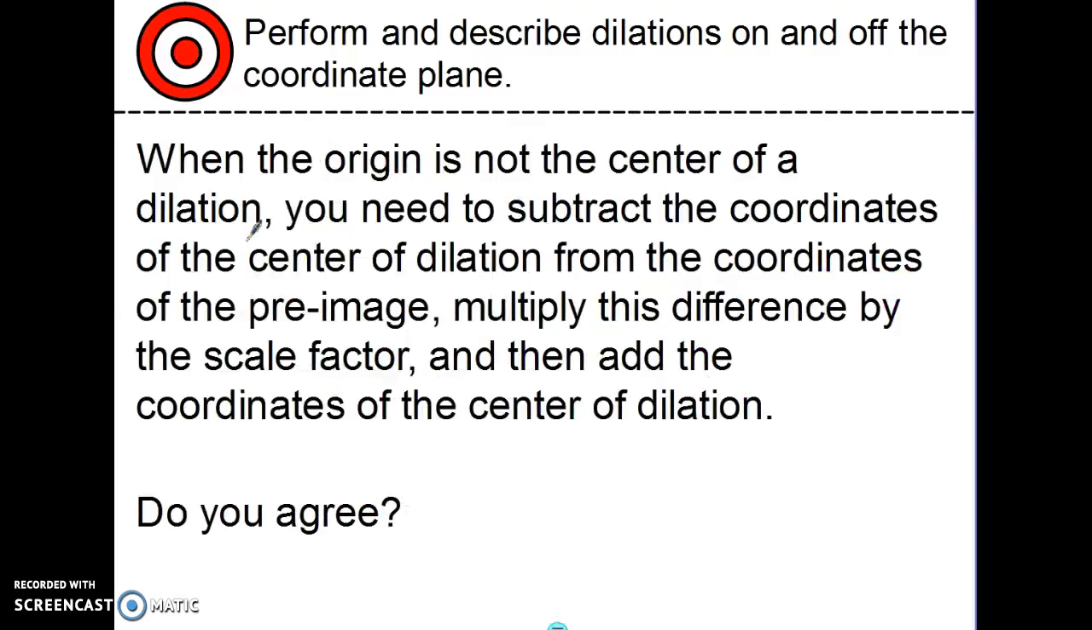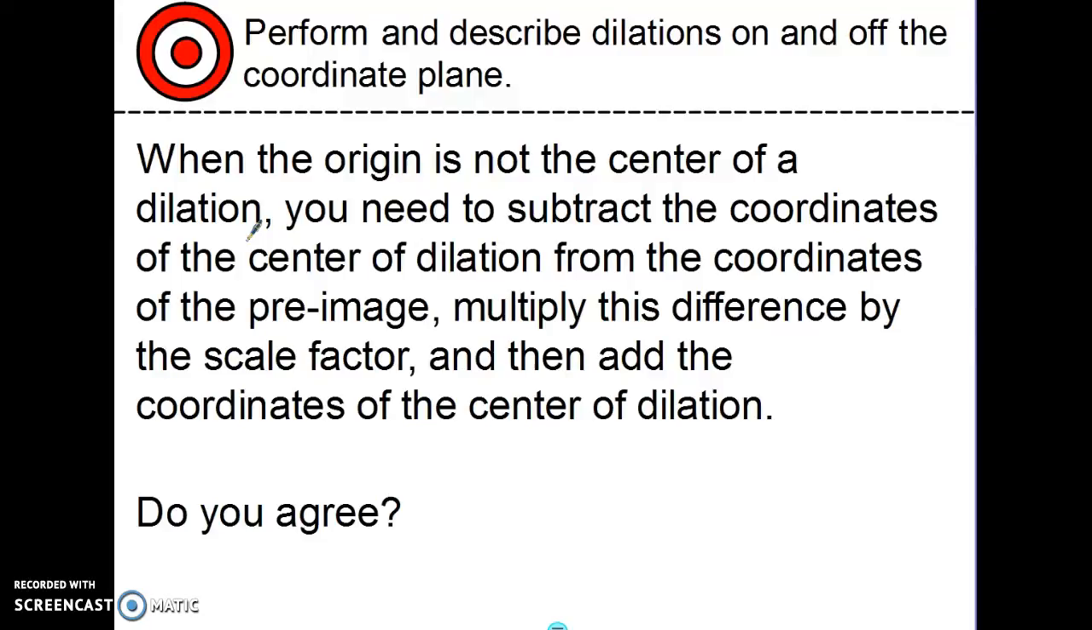So in your packet it says when the origin is not the center of dilation, you need to subtract the coordinates of the center of dilation from the coordinates of the preimage, multiply this difference by the scale factor, and then add the coordinates of the center of dilation. Take a couple seconds and digest that. Do you agree with what they're saying there? Yeah, basically, that's what we did.